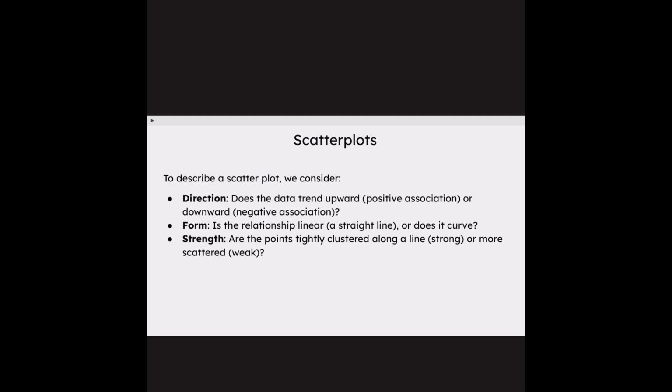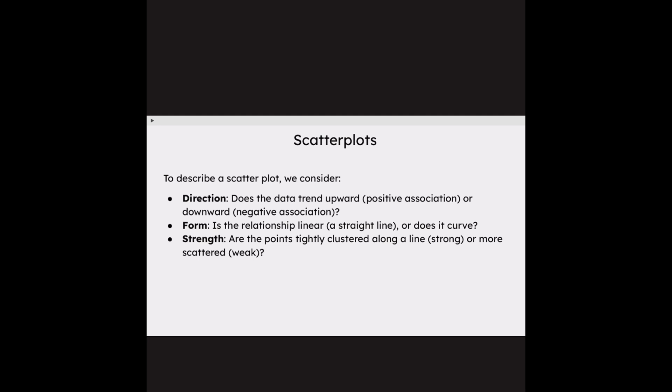When we're describing a scatter plot, we consider the direction. Does the data trend upward, which is called a positive correlation, or downward, which is a negative correlation? And there is the form, so is the relationship of the data linear, like a straight line, or does it curve? And also, is the data strong or weak in its correlation?